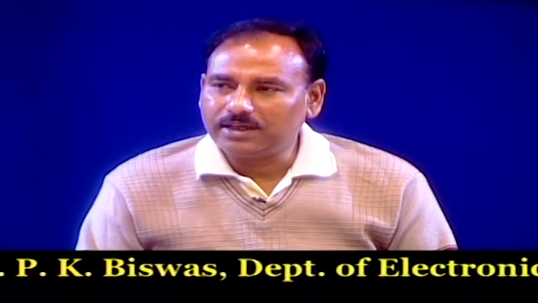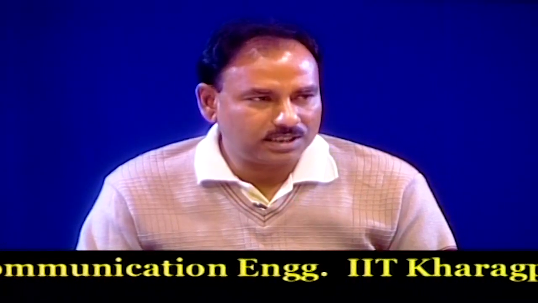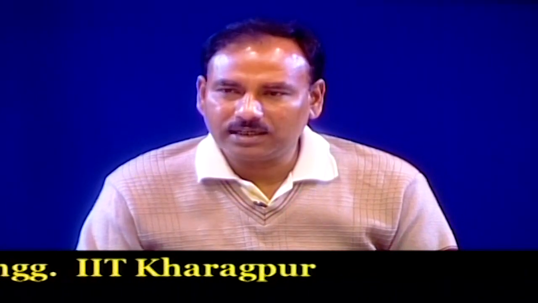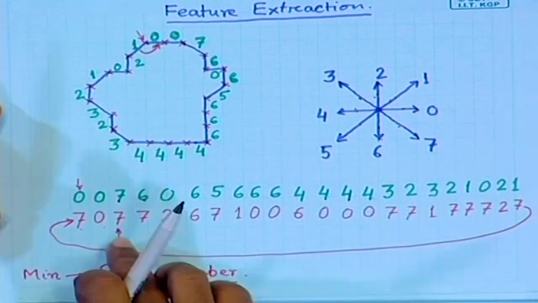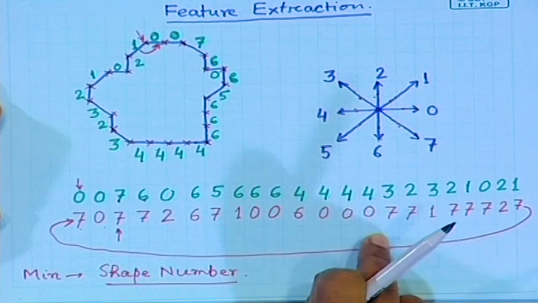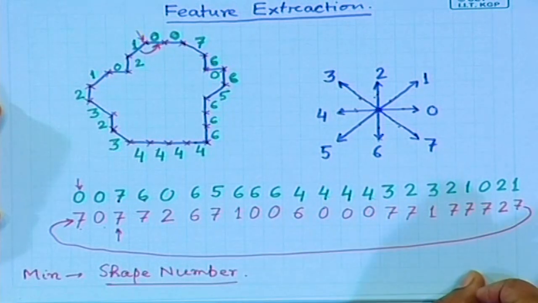Is it okay? Now, the next point comes: can we make it scale independent? We have made it rotation invariant, rotation independent, by taking the differential chain code. Can we make it scale independent as well? Obviously, the chain code is translation invariant, because whether the shape is here or the shape is here, I will get the same code. So, it is independent of translation. By taking the differential chain code, we have made it independent of rotation. Now, whether we can make it independent of scaling as well.